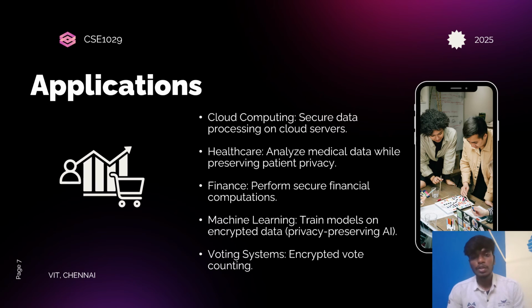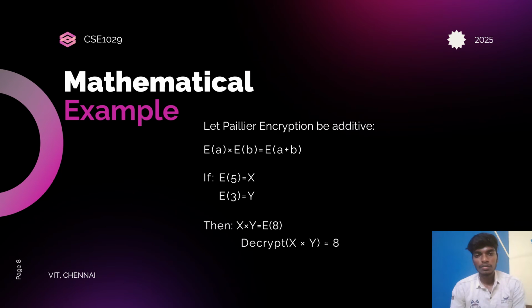Thereby, you are preserving your patient's data and data confidentiality. Let us understand homomorphic encryption using a mathematical example. We are assuming that the encryption used here would be additive. So the equation could be E of A into E of B is equal to E of A plus B.